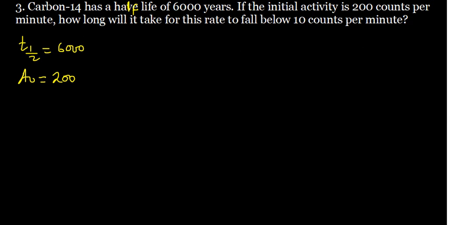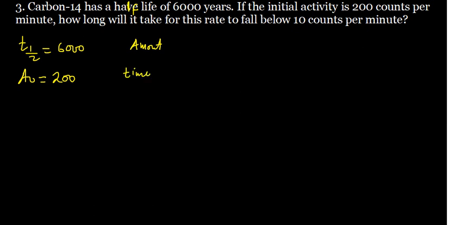Now, they've just told us to fall below. They've not told us the time, I mean, they've not told us where it's supposed to reach. They've just said below, because they've not said this should drop to 10 counts per minute, just below 10 counts per minute. So what do you do in that case? What I'm going to do is put the amount here, and then put the time here.